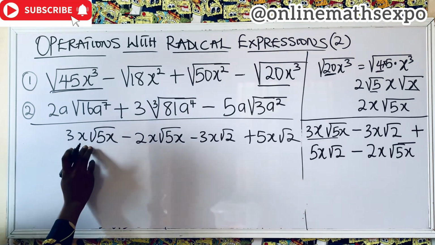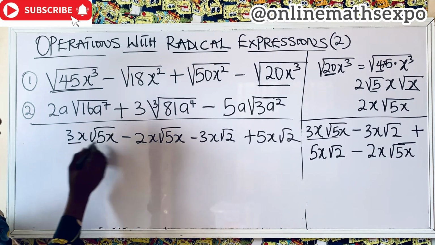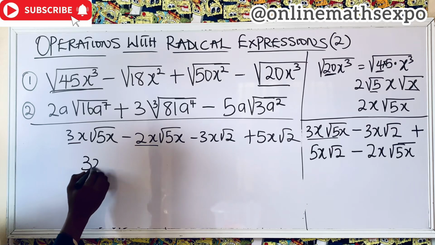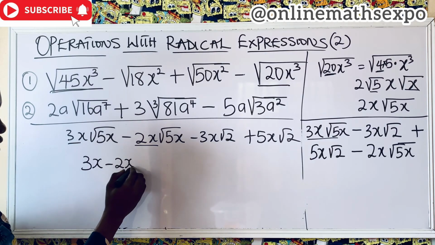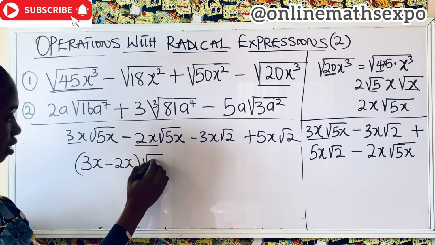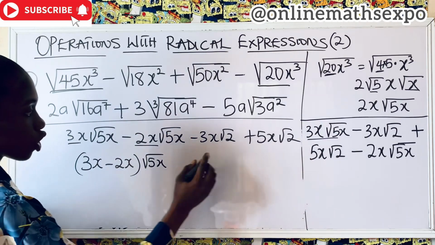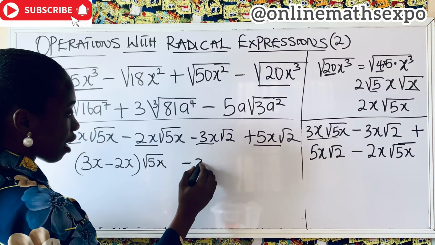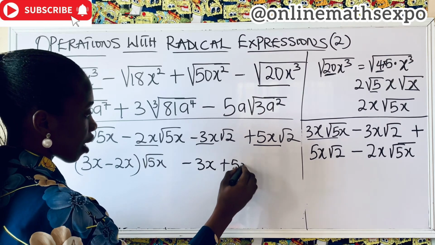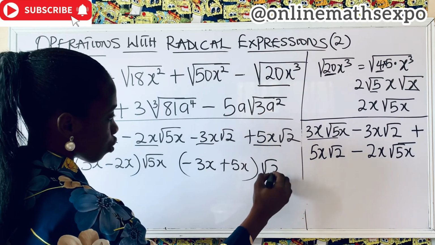So what do we do? You are going to only work with their coefficients. So what you're going to do here is 3x minus 2x root 5x. Okay? Then here you're going to also work with the coefficients. You have minus 3x plus 5x root 2.